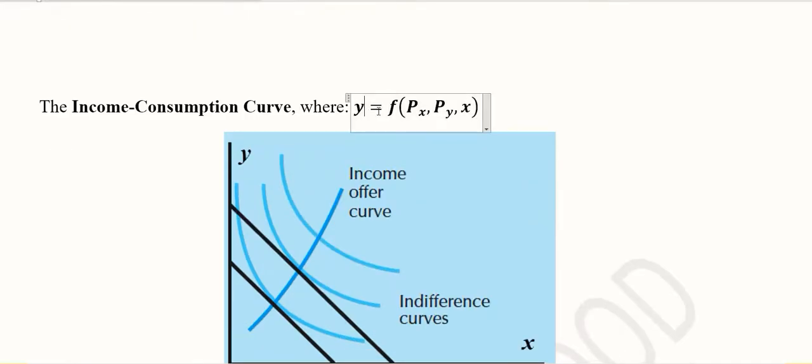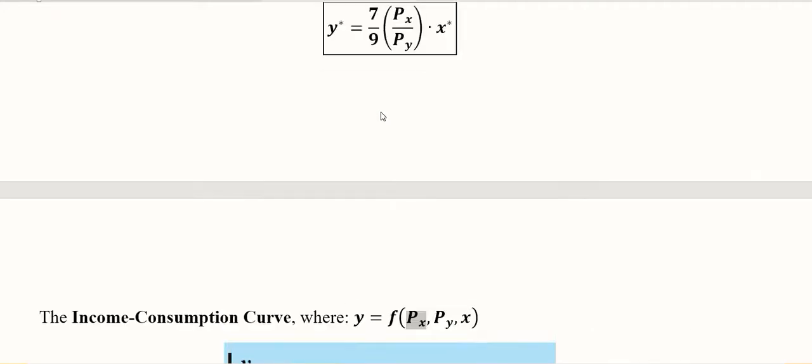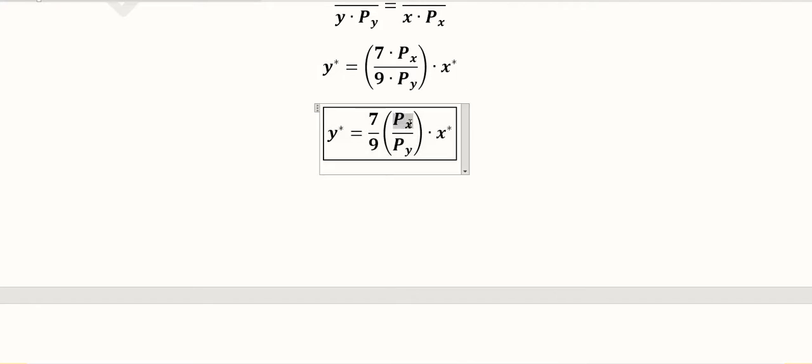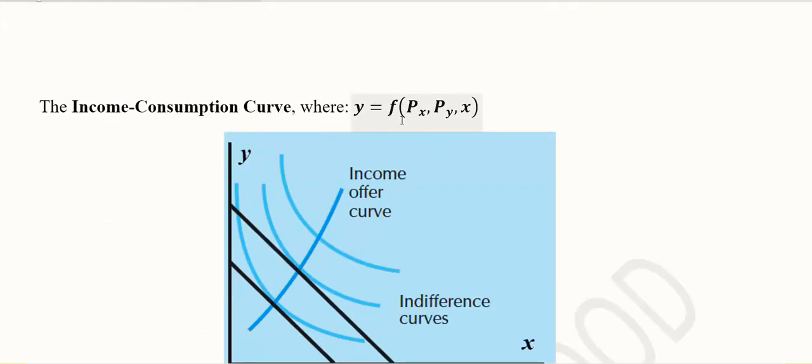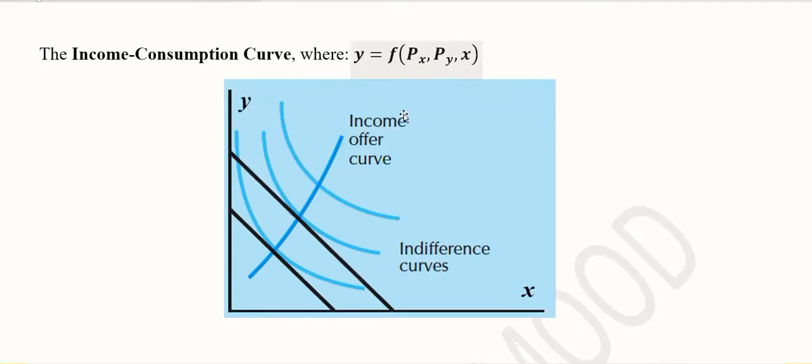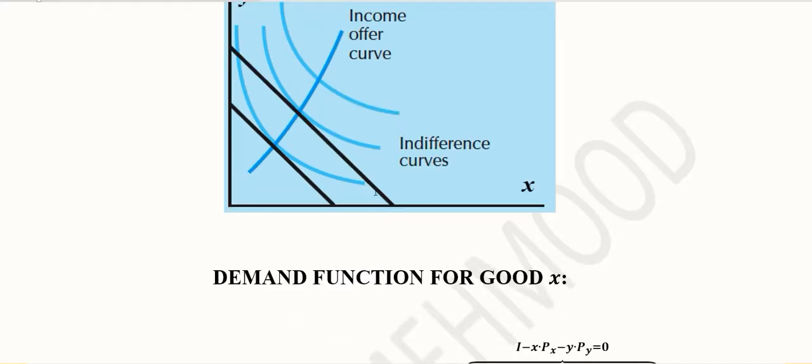This is what it is. And if I look at the variables or parameters involved in it, I can see that there is px, there is py, and there is x. As you can see, px, py and x, these are the three variables or parameters involved in this. This is how it looks, the indifference curves between x and y and the equilibria, and then we join these and we get the income consumption curve.